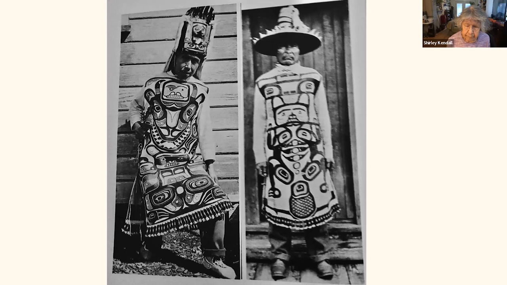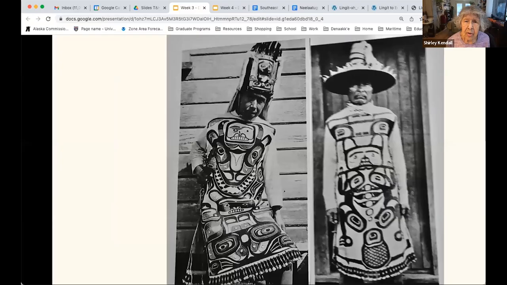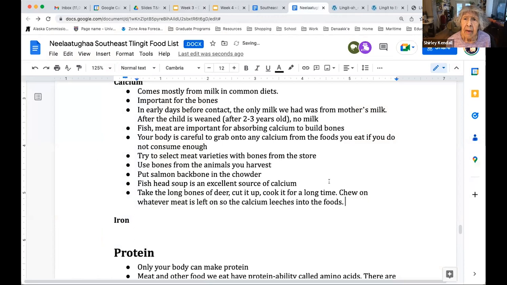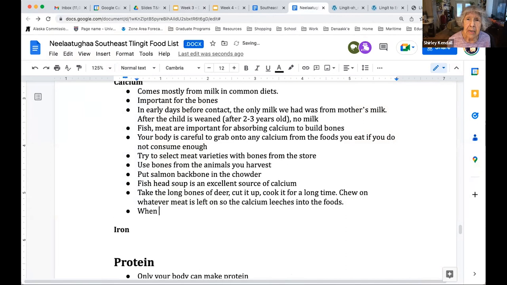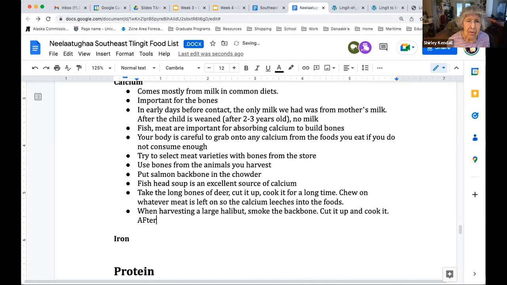When we got a large halibut, not the gigantic ones, but the kind of large one, my parents would cut the meat off and we would dry that if we had to. Then my dad would take the backbone and just put it in a smokehouse and smoke the backbone. Then my mom would cut up the backbone and cook it. So after it's cooked, you can lift out the bones and you have only the meat. And it is so delicious. Plus, you're getting all that calcium.